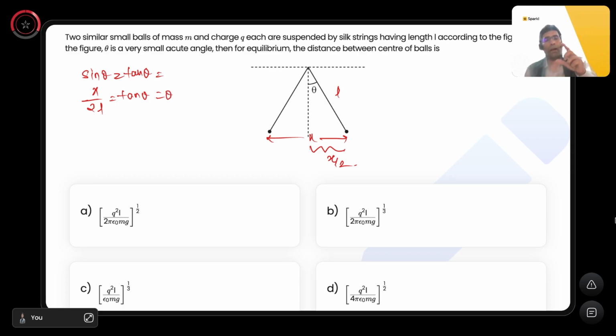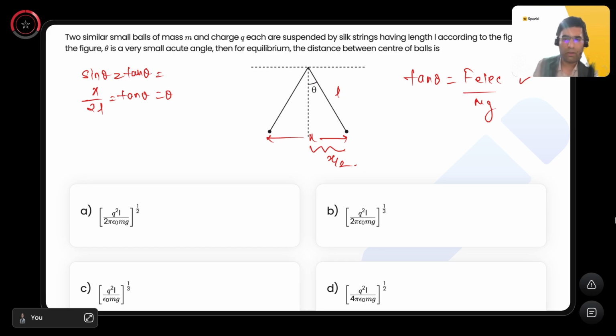Now always remember, whenever you are given a string from which some charge is hanging, and there is an electric field or maybe another charge, or an electrostatic force is acting, you always have to remember that tan theta will be equal to F electric upon mg. This can be used everywhere wherever there is a string with a mass and a charge, and it is making some angle theta with the vertical in some electric field or under the influence of the force of another charge. So you can always write that directly: tan theta is equal to F electric upon mg.